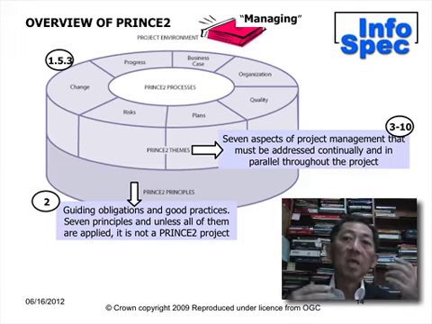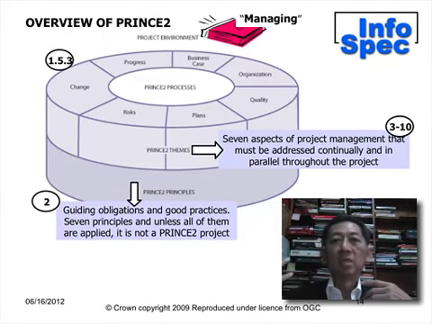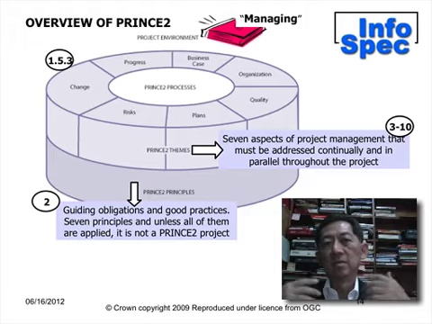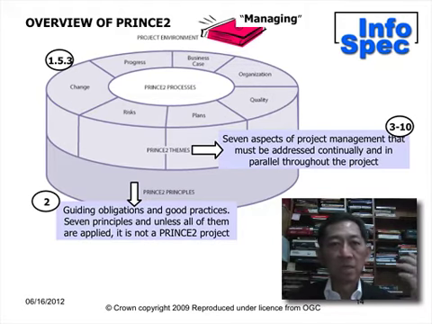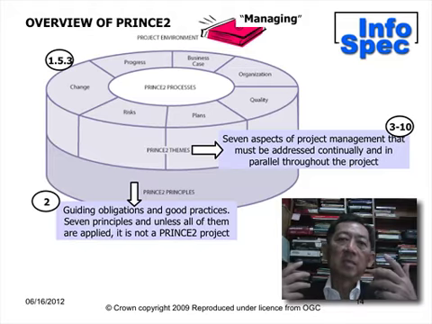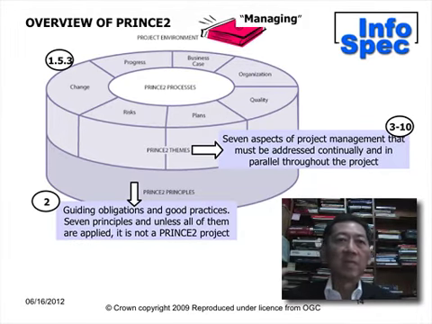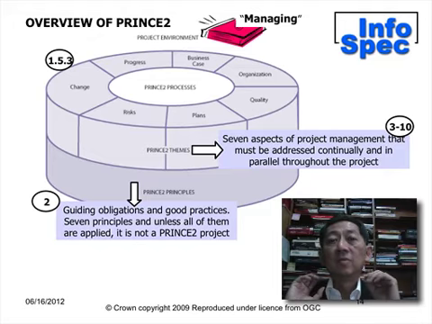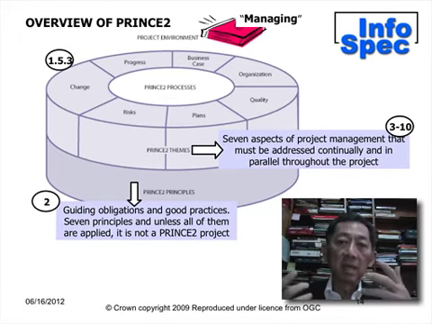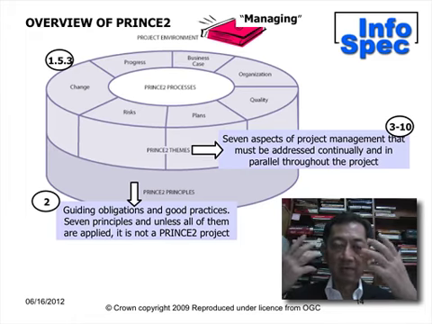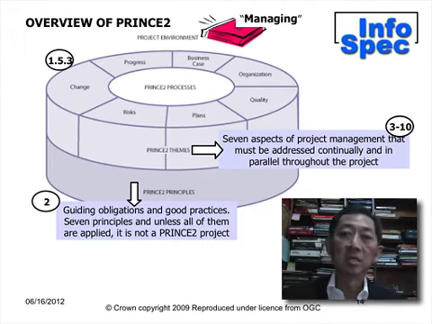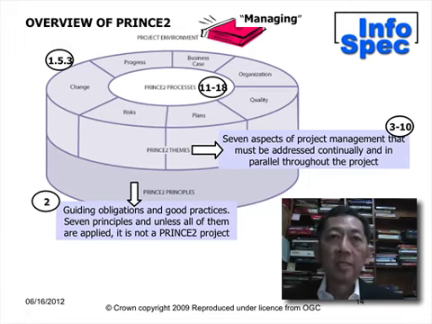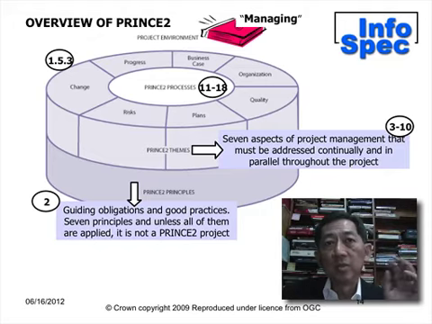Unlike processes, which are usually set to trigger and happen at various parts of the project, the aspects which we have listed here, risk, plans, quality, organization, business case, progress, and change, all have to happen more or less in parallel. These things are always either at the forefront or at the back of your mind as a project manager when you're carrying out projects. Incidentally, the numbers you see there refer to the Prince2 manual.